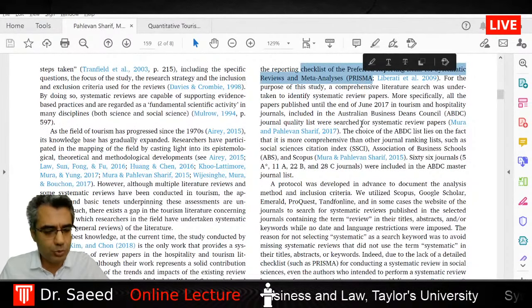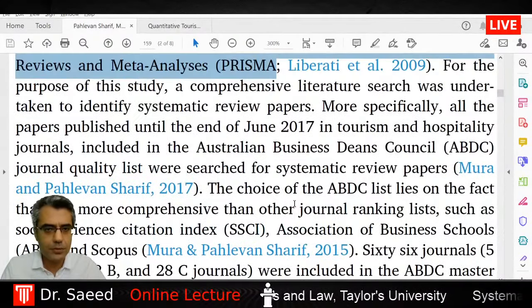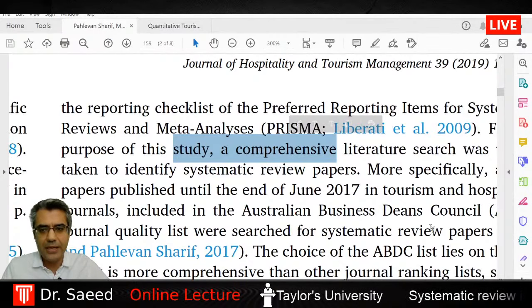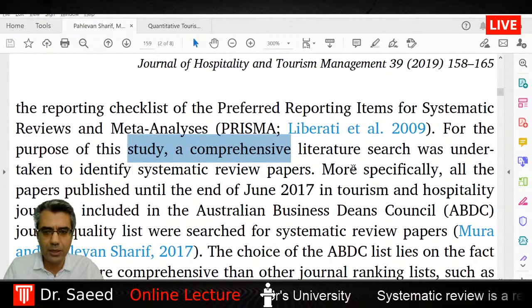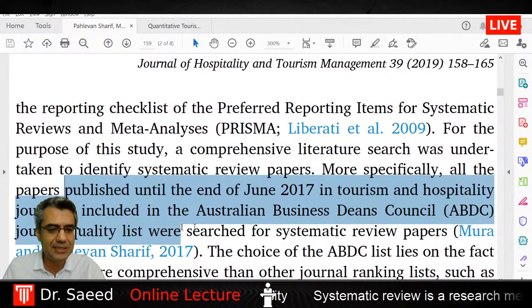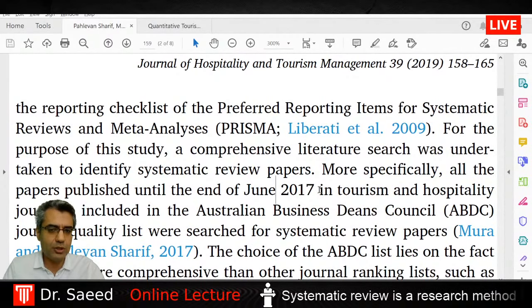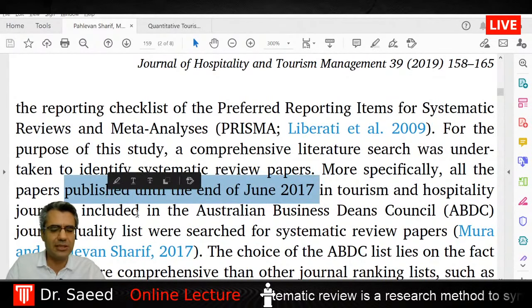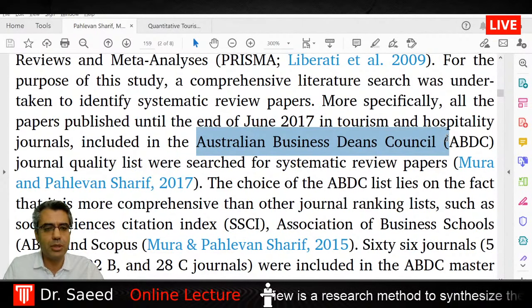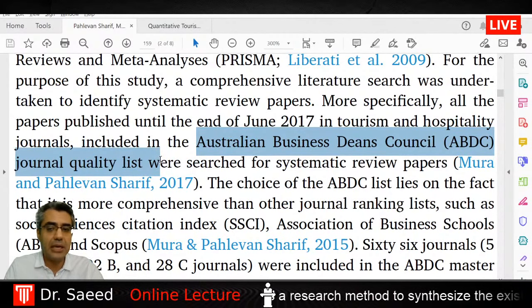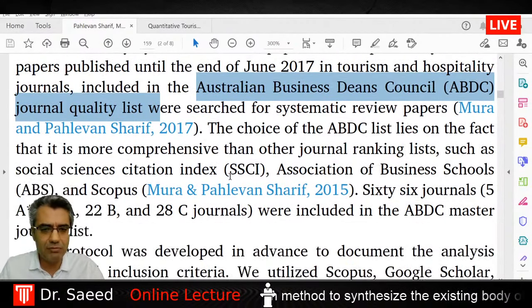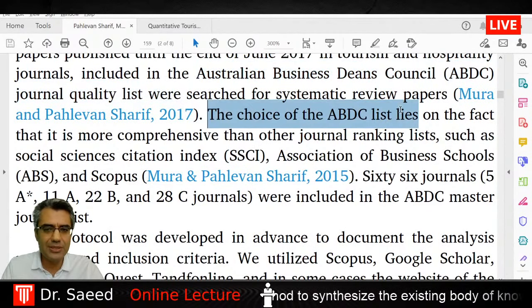We followed PRISMA, and for the purpose of this study, a comprehensive literature review was undertaken to identify, and so on. All papers published until the end of 2017 in tourism and hospitality journals included in the ABDC list. So I limited my search. In terms of years, it's up to the time we conducted the research. But in terms of journals or databases, we used only journals listed in ABDC. My suggestion to improve your paper is to go for any paper in Scopus, SSCI, Web of Science. And then I explain why we used ABDC.